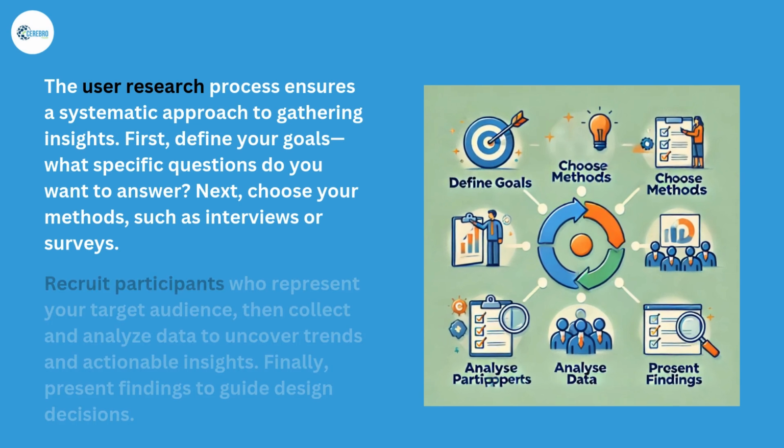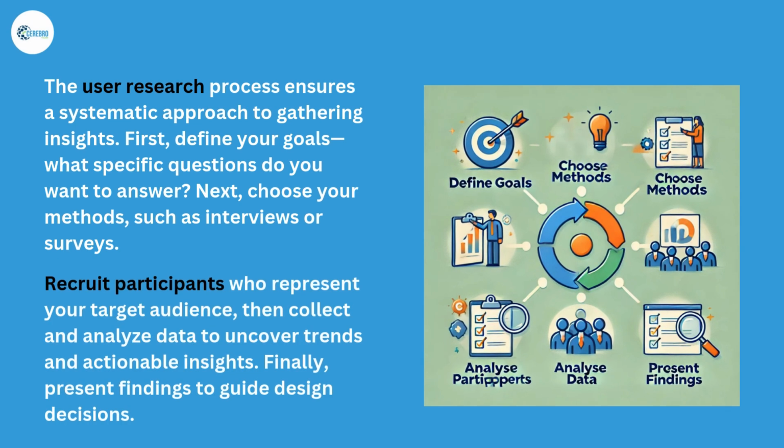The user research process ensures a systematic approach to gathering insights. First, define your goals. What specific questions do you want to answer? Next, choose your methods, such as interviews or surveys. Recruit participants who represent your target audience, then collect and analyze data to uncover trends and actionable insights. Finally, present findings to guide design decisions.